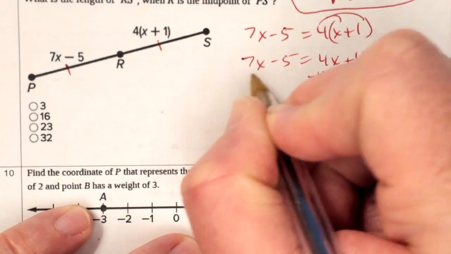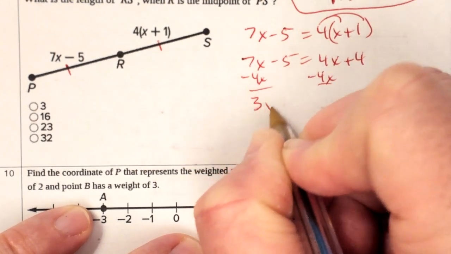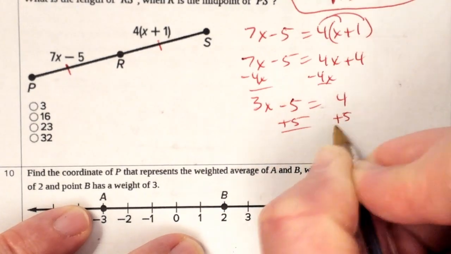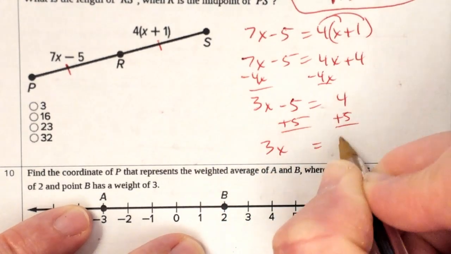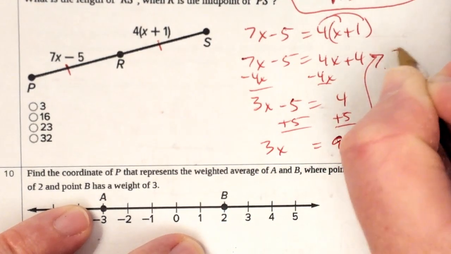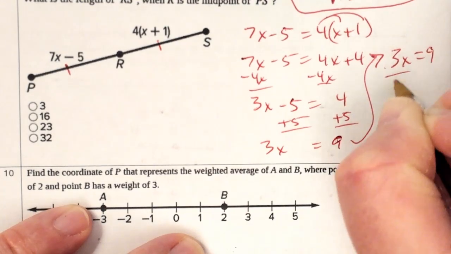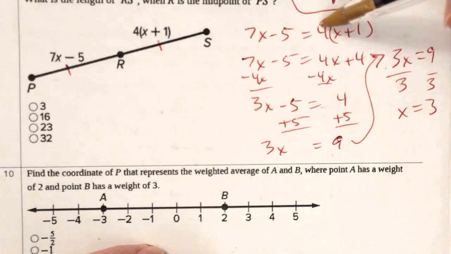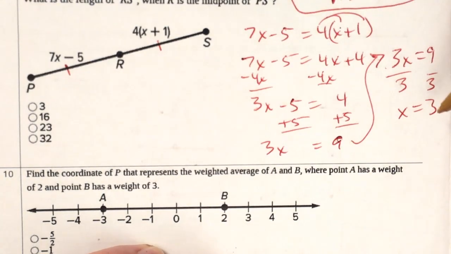We're going to subtract 4x from both sides. We get 3x minus 5 is equal to a positive 4. Add 5. You get 3x equals 9. Divide both sides by 3. X equals 3. Now, if you forgot to distribute, you got the answer was 2.